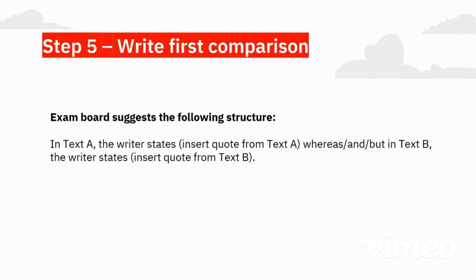Step 5 is to write our first comparison. The exam board suggests the following structure. So you must try and follow this in every one of your comparison questions that you have to answer either in mock exams or in your real exam. In text A, the writer states, then you insert that quote we found from text A, and then you need a little linking word to link both parts of the comparison together. Whereas, and, or but in text B, the writer states, and then insert quote from text B.